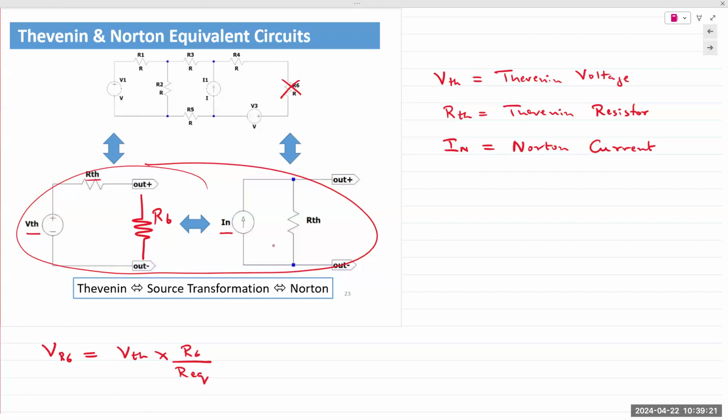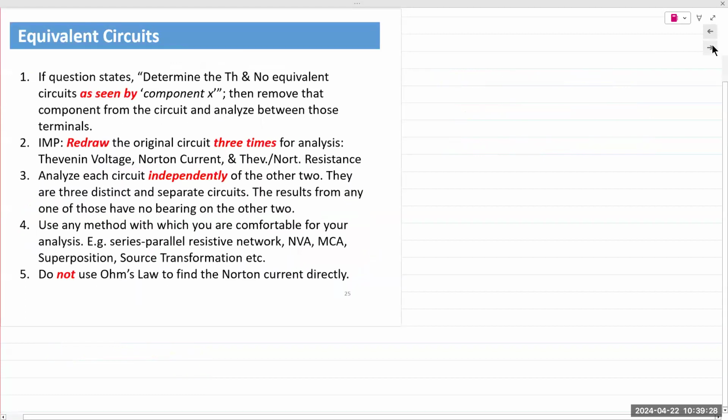Now, when we say determine the Norton and Thevenin circuits, we are not learning a new analysis technique. You're learning a new concept, a new theory, but it is not a new analysis technique. I want to establish that right off the bat. All the techniques that you have learned so far are the ones that you would apply to find these three quantities.